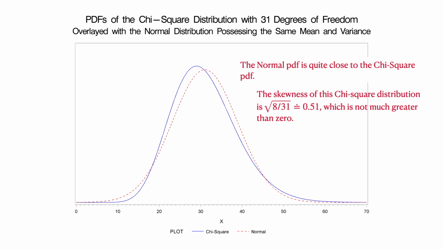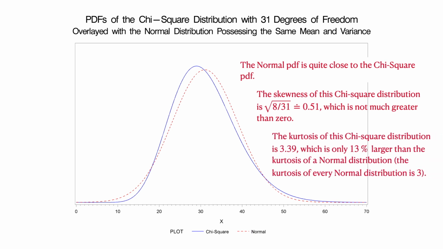The skewness of this chi-square distribution numerically is equal to 0.51, which is really not that much greater than 0, 0 being the skewness coefficient for the normal distribution, or in this case, that red dotted curve. In addition, the kurtosis of this chi-square distribution is 3.39, which is only 13% larger than the kurtosis of a normal distribution. Recall that the kurtosis of every normal distribution is 3. And so you can see here that the PDFs of these two distributions are quite similar.